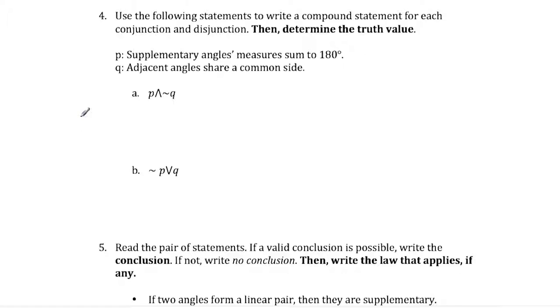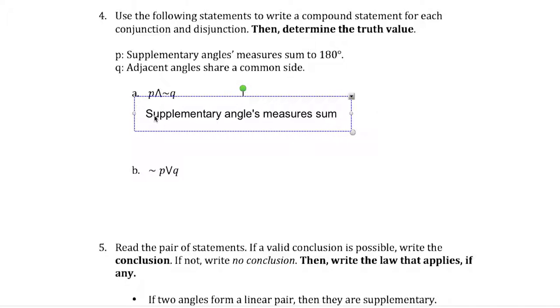Here we want to write the words for these. So the P statement is supplementary angles sum to 180 degrees, and adjacent angles share a common side. So if we have P and not Q, this is going to be supplementary angles measures sum to 180 degrees. There we go.